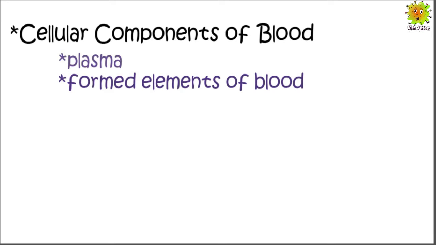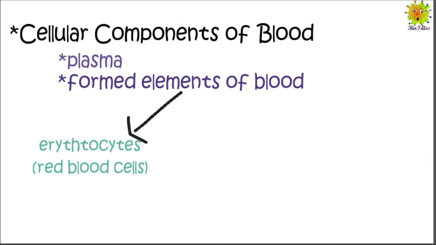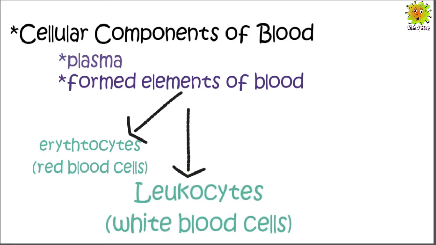Let's discuss the cellular components of blood. The major constituents of blood are a fluid that is also called plasma, and formed elements, meaning cells and cell fragments suspended in the plasma. The formed elements of blood are mainly erythrocytes, also called red blood cells, leukocytes, which are also called white blood cells, and platelets.